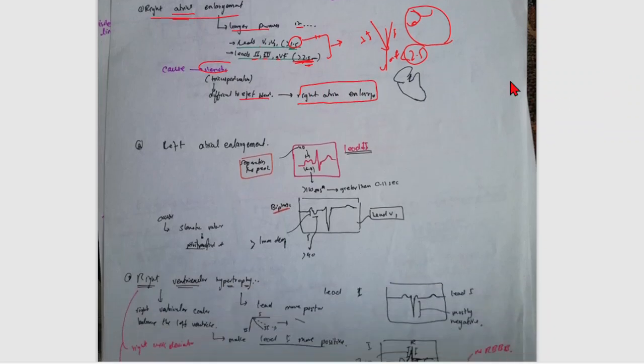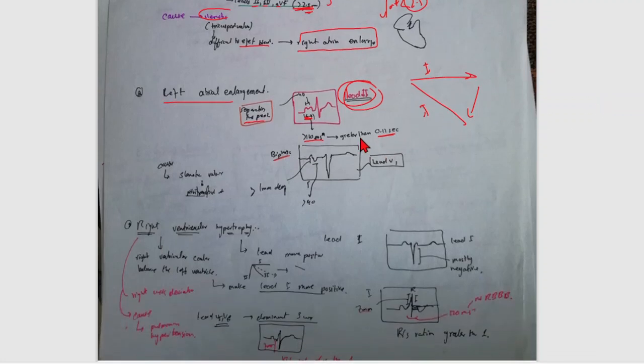Now about left atrial enlargement. If the left atrium becomes enlarged, what will happen? You have to see lead 2. This is lead 1, this is lead 2. In lead 2 there is a separation of the P wave into two pieces, like this. Another thing is that the duration is greater than 110 milliseconds, that is, greater than 0.01 second. This is an important indication.